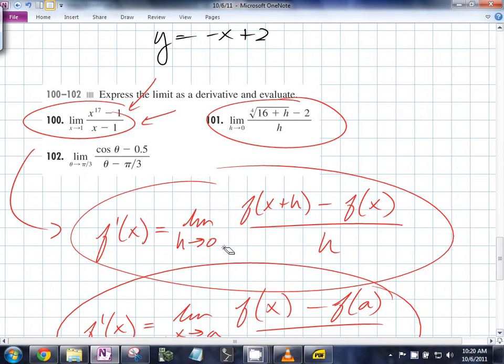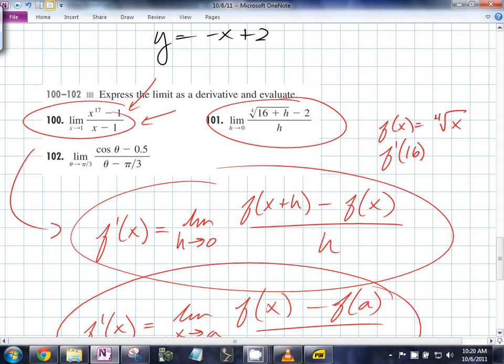Yes, absolutely. So in this case, what's the function? The fourth root. This is f of x equals the fourth root of x. And what are we doing? We're doing f prime at what? 16. Because what is the fourth root of 16? 2. It matches, right? What about this one right here?